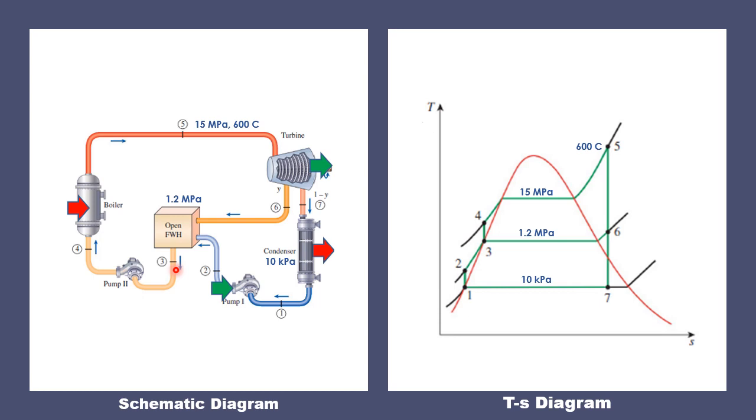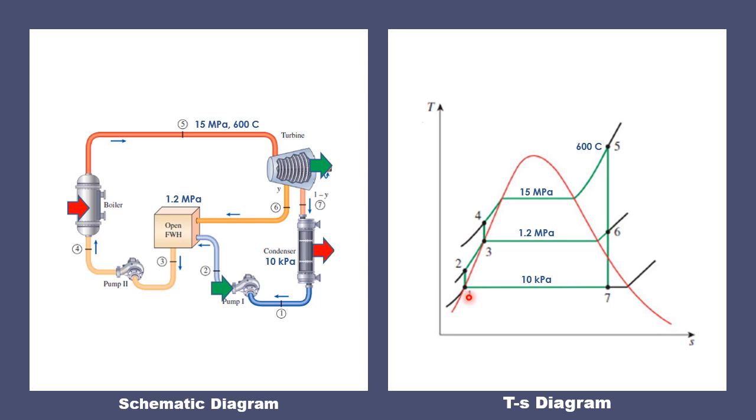For the equivalent TS diagram of this schematic diagram, we have here this TS diagram. As you can see, it is divided into 3 operating pressures: the 15 megapascal, the highest one, which is also the boiler pressure. We also have the 1.2 megapascal, which is the pressure of the open feed water heater, and the 10 kilopascal, which is the pressure of the condenser. That's why we have 3 constant pressure lines, as you can see here.